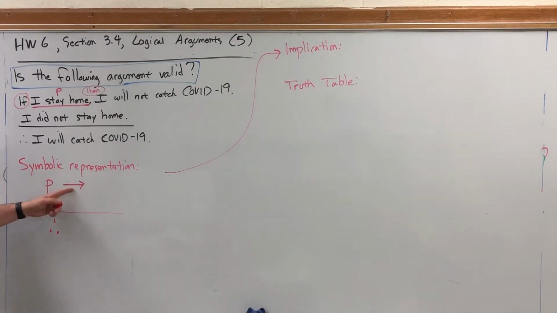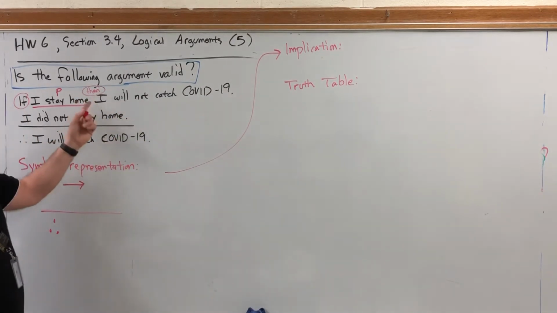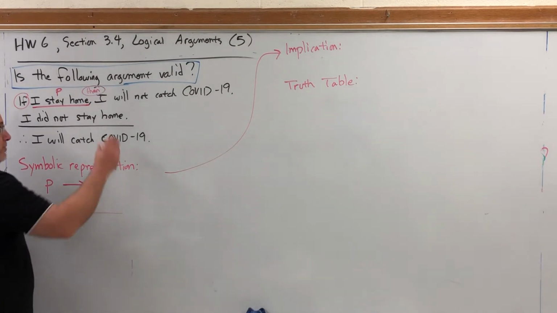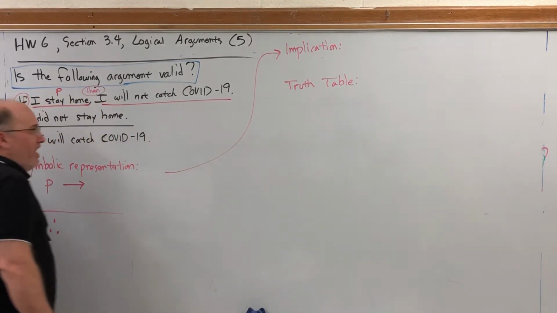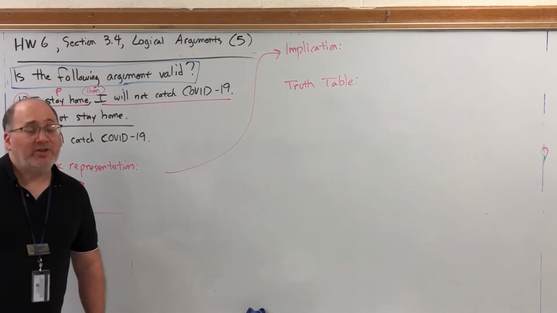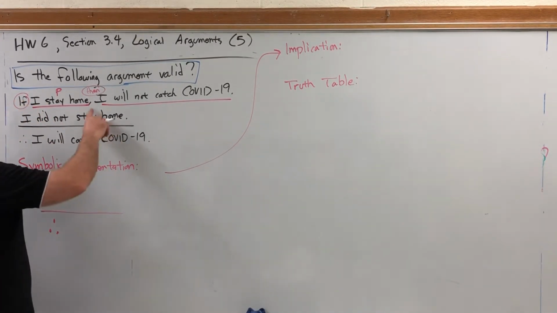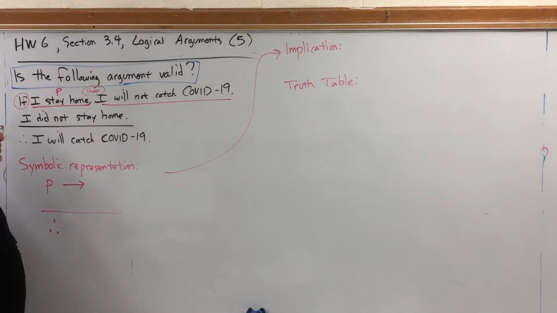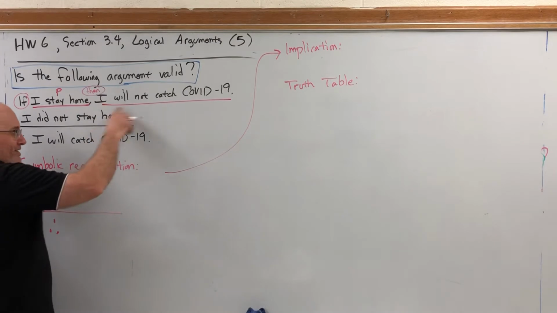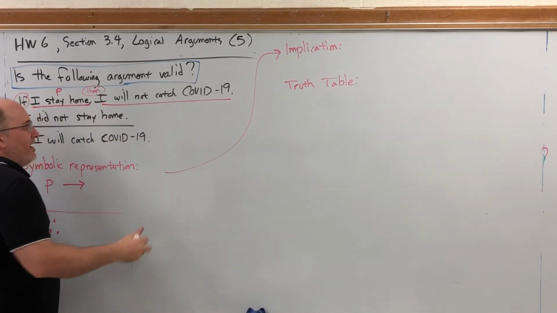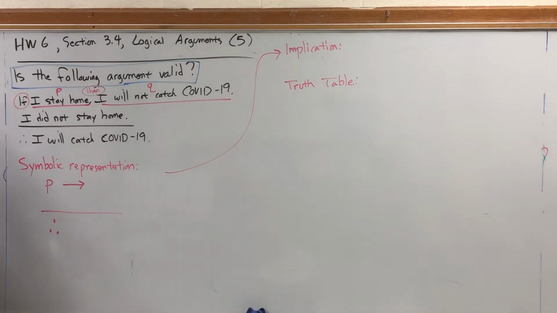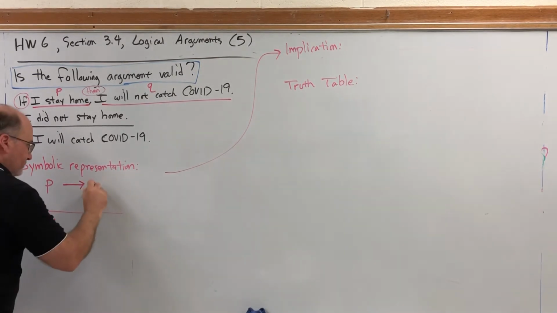On the right side of the word then, excuse me, is another simple statement. I will not catch COVID-19. By the way, the coughing, allergies, I promise. I will not catch COVID-19, which sounds like the negation of something, and you could interpret it that way, but it is a simple statement. It does convey one idea. It is okay to say that Q is the simple statement, I will not catch COVID-19.